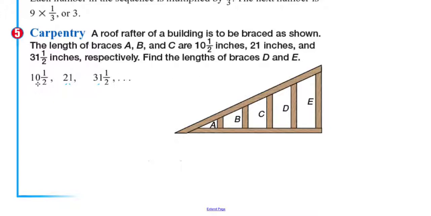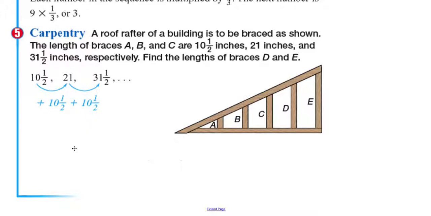If you notice, 10 and 1/2 to 21, you add 10 and 1/2 each time. 21 to 31 and 1/2, you add 10 and 1/2. This is another example of an arithmetic sequence, like examples 1 and 2.